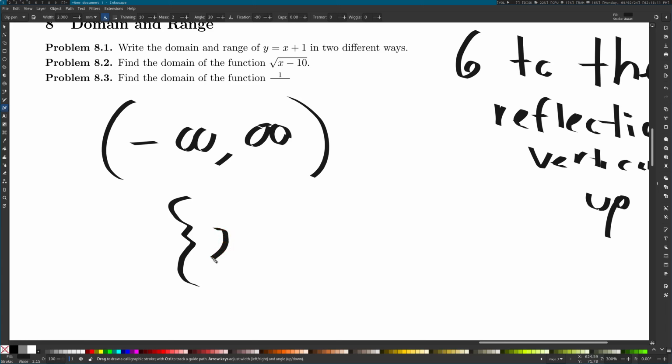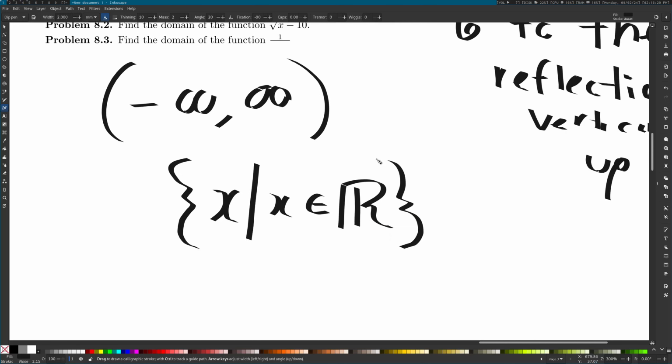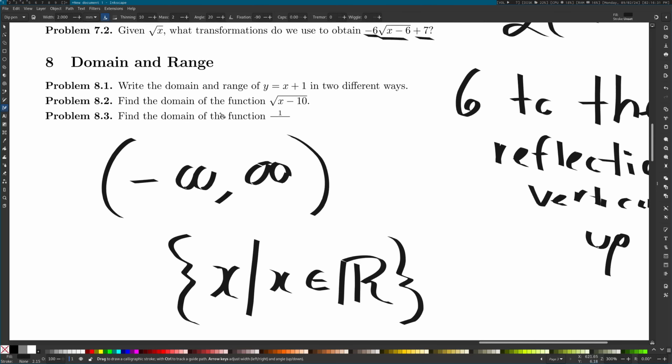Alright. X, such that x is what? Set of x. X is an element of the set of all real numbers. Yep. This is the notation you use the most for domain.